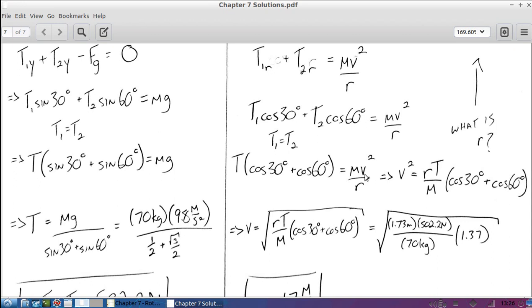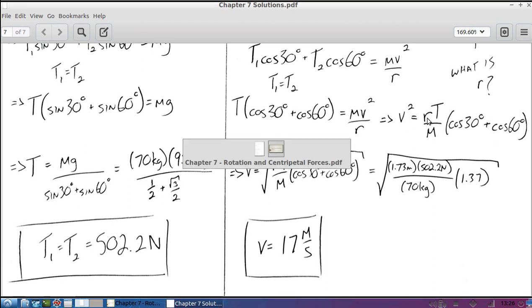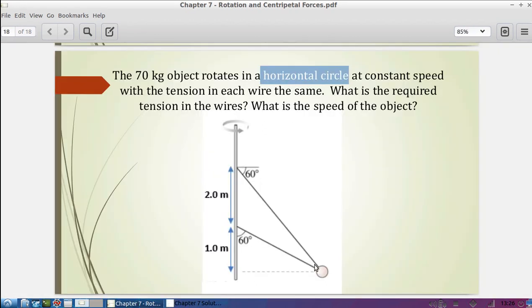Now I'm solving for v. Let's multiply both sides by r and divide both sides by m, and I get this expression for v squared. I know cosine 30, cosine 60, the mass, and the tension. I'm missing r, the radius of the circular path. So how am I going to find that? The radius of the circular path is the distance between this object and this rod right here. So I've got to find that length.